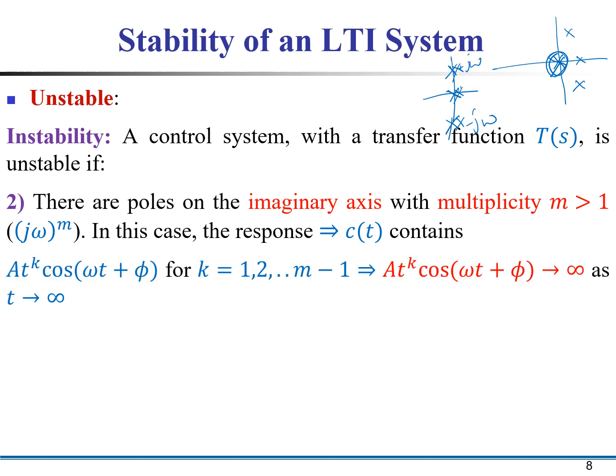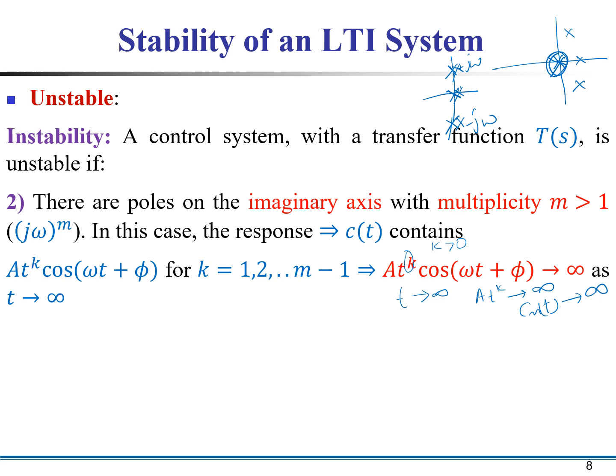So if we take the inverse Laplace transform of such systems, the inverse Laplace transform will be in this format, and we know that whenever this k is greater than 0 and t approaches infinity, then a t^k also approaches infinity. So c(t) approaches infinity. This means the system is unstable.